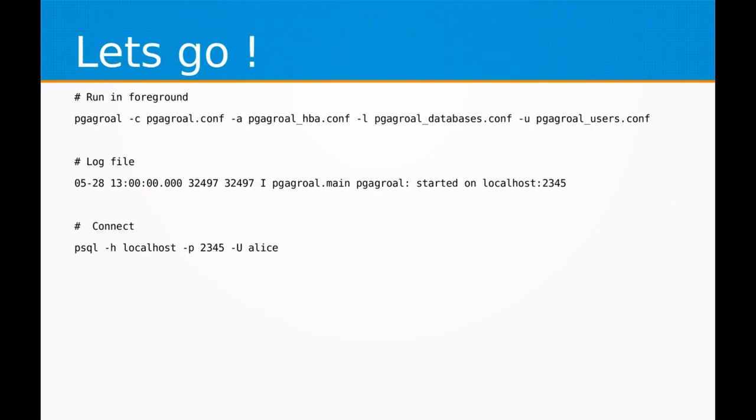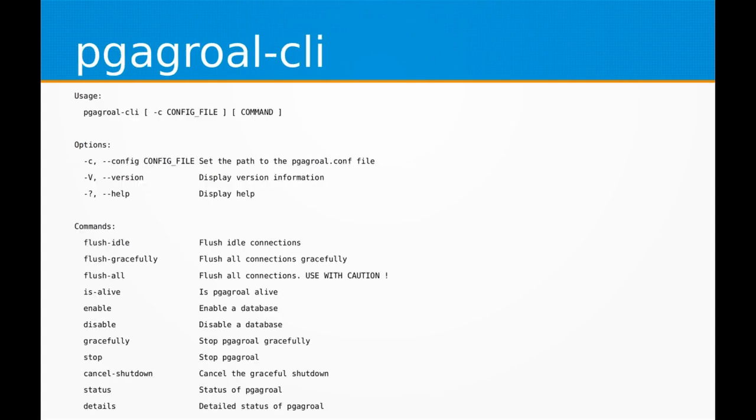We can now run pgagroal with the configuration files we just created. The log file shows that pgagroal has started. We can now use a Postgres client, like psql, to connect to pgagroal. Once Alice is done, the connection will be put back into the pool. The pgagroal CLI tool provides the management operations, like flushing the pool, enabling or disabling one or more databases. It also allows you to see the status of the pool and shut it down.